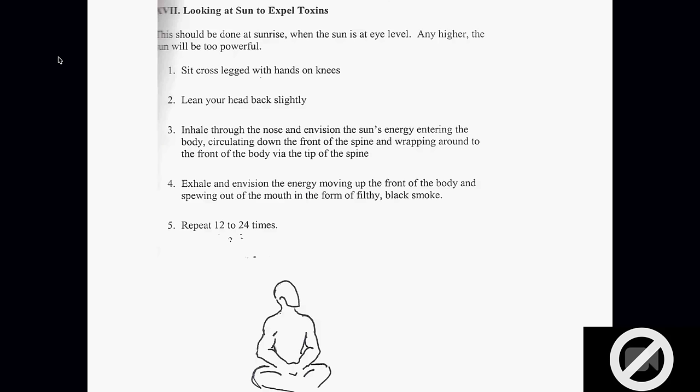All right, exhale and envision the energy moving up the front of the body and spewing out the mouth in the form of filthy black smoke. You can repeat this 12 times, 12, 24 times.